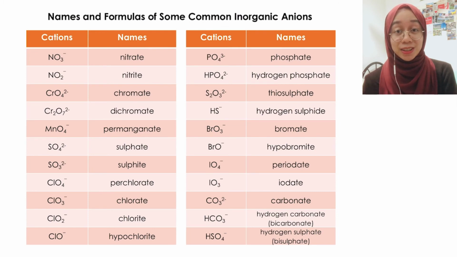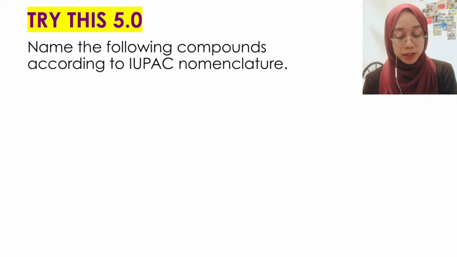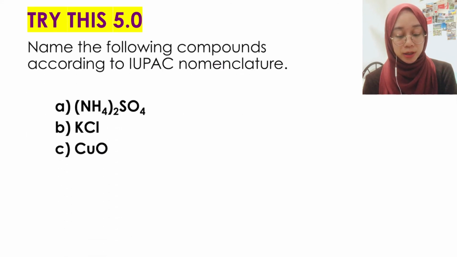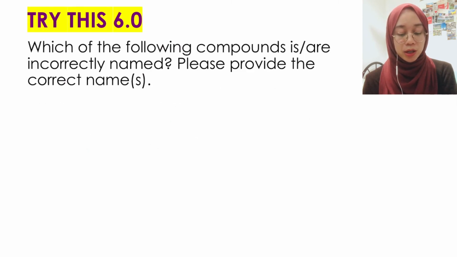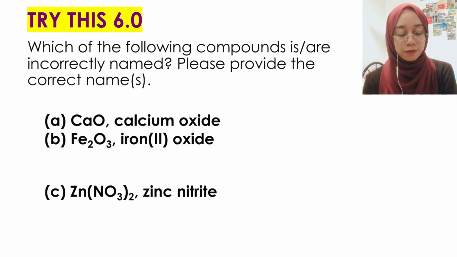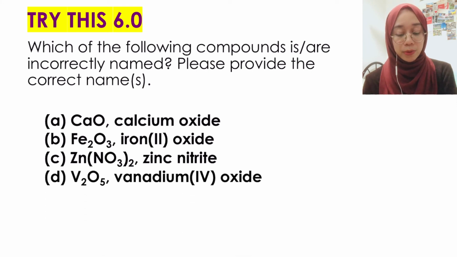Okay, so now it's your turn to try on your own. Okay, so we have try this 5.0. Okay, so you can read the question on your own. And then we also have try this 6.0. Okay, so out of all 4 compounds that we have here, there might be 1 or might be 2 compounds that is incorrectly named. Okay, therefore you need to figure out which one yang nama dia betul, which one yang nama dia salah, and the one yang nama dia salah, please provide the correct name for that particular compound.